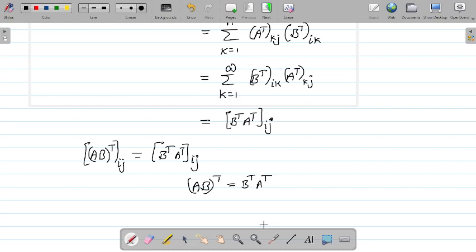So you can simply see this result, and another one: A transpose whole transpose equals A. Why? Because the ijth entry of A transpose will be the jith entry of A. Again, if you take the transpose, that will be the ijth entry of A again.